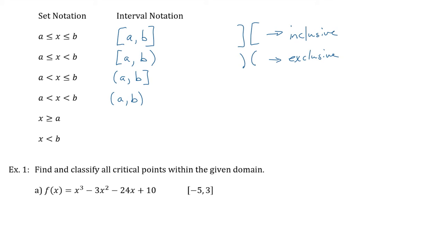If it is strictly greater than something, and it's equal to, okay, so a is the smaller thing and it goes on forever, so we use the infinity symbol. And you're never equal to infinity, so infinity will always have a round bracket beside it. And in the other case, we are starting at negative infinity up to b and not including b. Okay, so that is how we use interval notation.